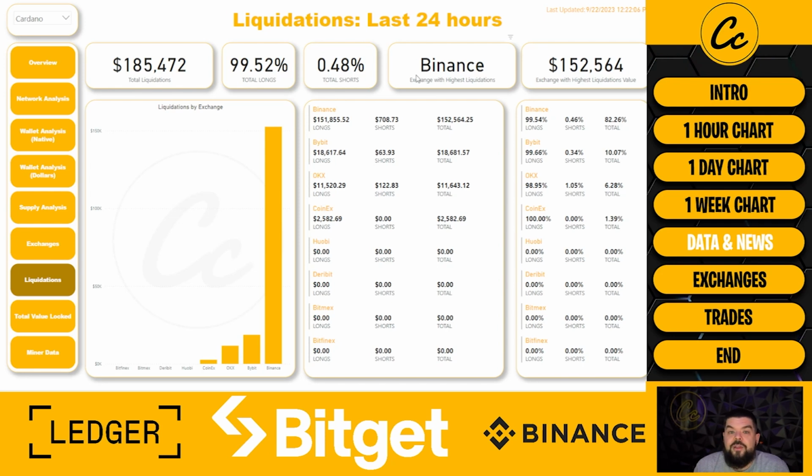Binance being the exchange with the highest amount of liquidations, of which they liquidated 152,000. As we can see here, this is 82.2% of all liquidations. 151,000 of longs, just $700 worth of shorts. We can see exactly what's happened as the price has dropped. These longs were liquidated.